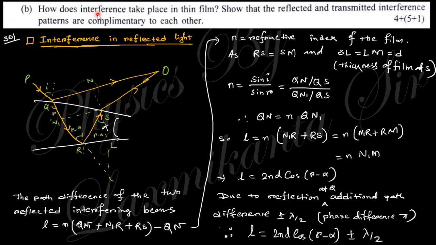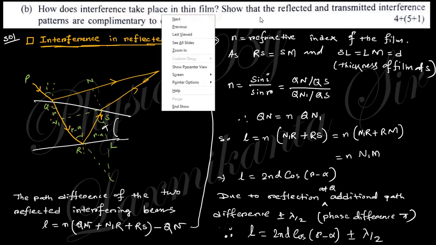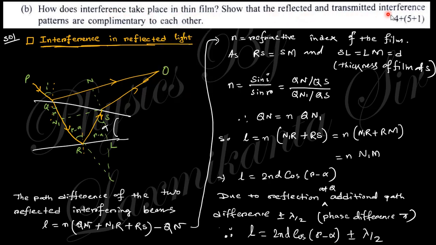Next question: how does interference take place in a thin film so that the reflected and transmitted interference patterns are complementary to each other? Suppose this is a thin film with an angle like that, and light is reflected from this surface and from that one. There is a path difference due to the thickness of the film. This small path difference gives you the interference pattern. So the path difference of the two reflected interfering beams will be like that, where n is the refractive index of the film.